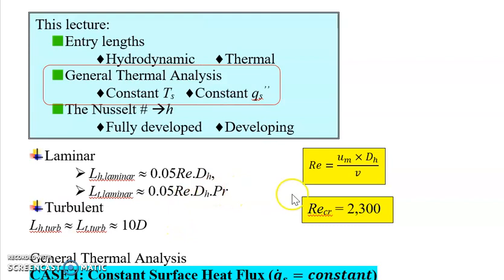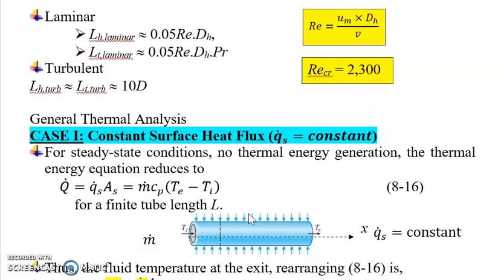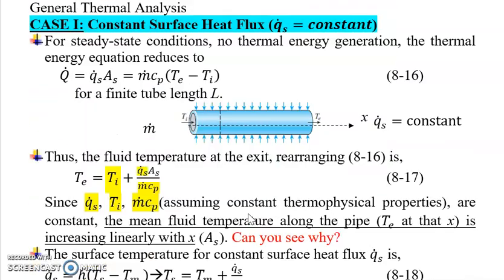So again, the critical Reynolds number is based on the hydraulic diameter, and turbulence starts to occur when Reynolds number is 2300. This is a bounded flow. The critical Reynolds number occurs early. Next, we go into general thermal analysis.